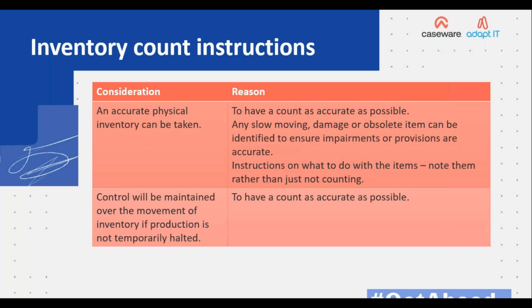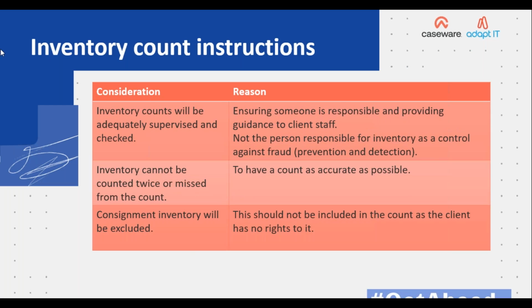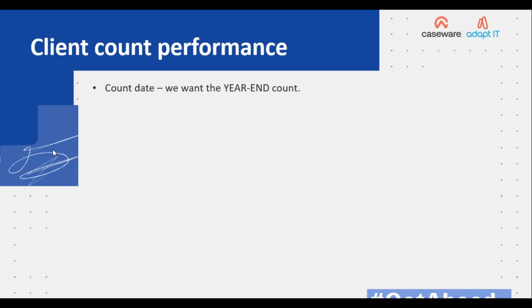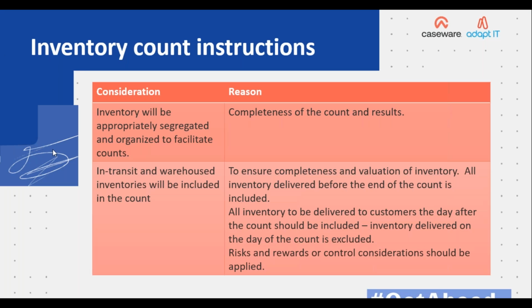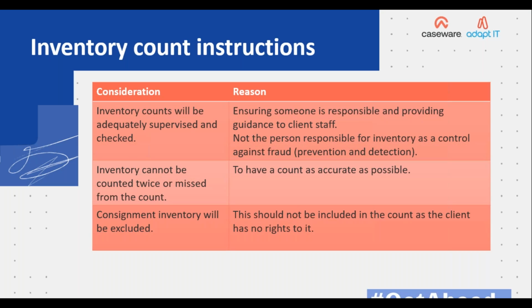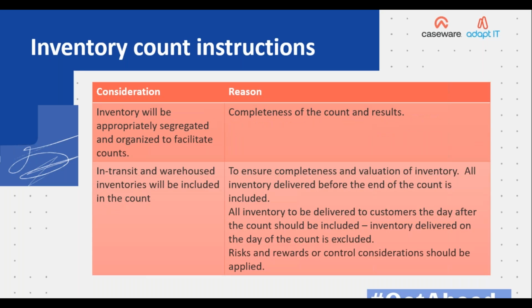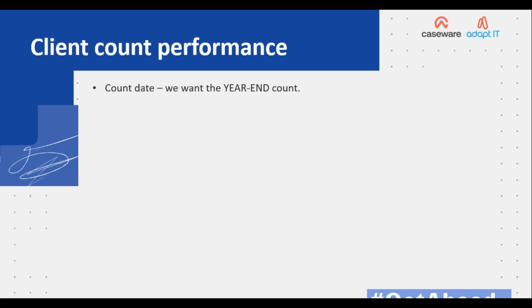Okay, we go back to the PowerPoint and quickly check if we've covered everything here. Should be all aligned. Cannot be counted twice, 100%. Inventory will be appropriately segregated and organized.